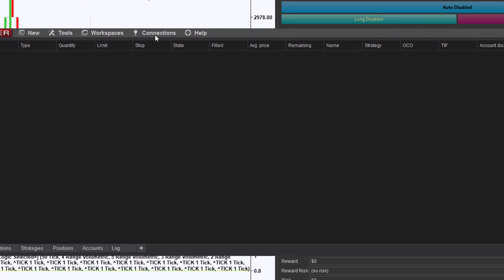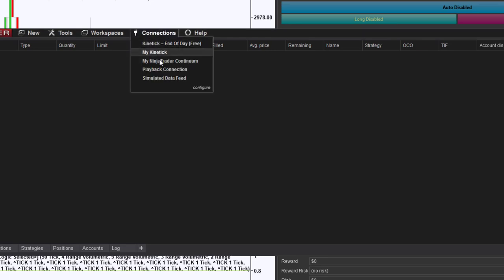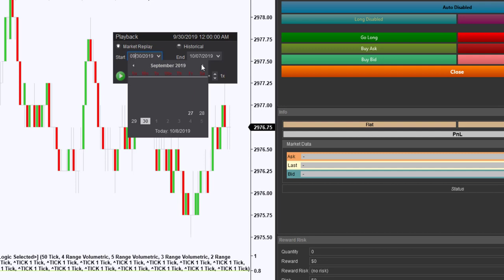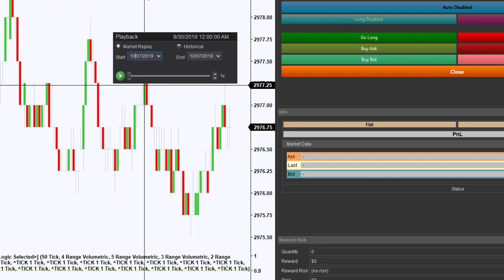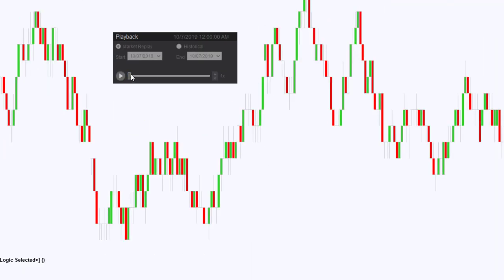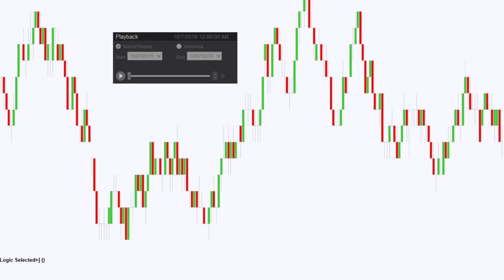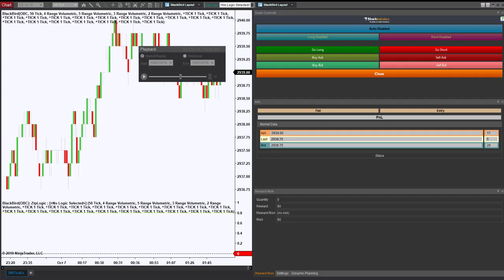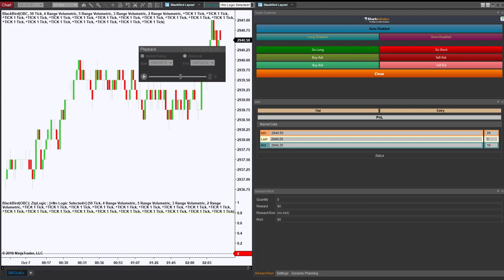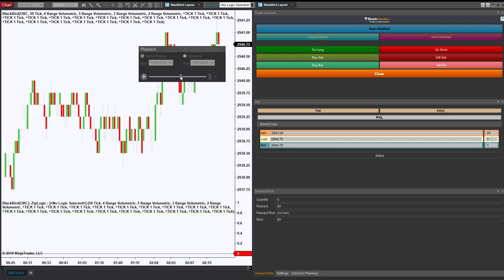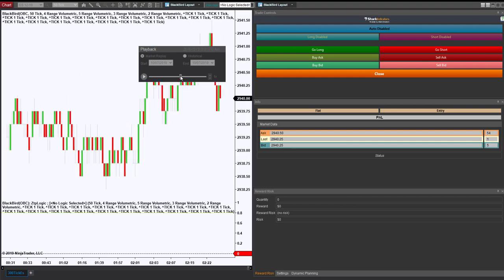The next thing we do is come up to the connections, and connect to the playback connection. Once everything has loaded back up, we only want to see the one day, so we're going to come here, change the date to October 7th, and then fast forward our slider to approximately 1300 hours. Okay, I've advanced the slider to the time that we're going to be looking for. That'll take a minute or two to load to get there.